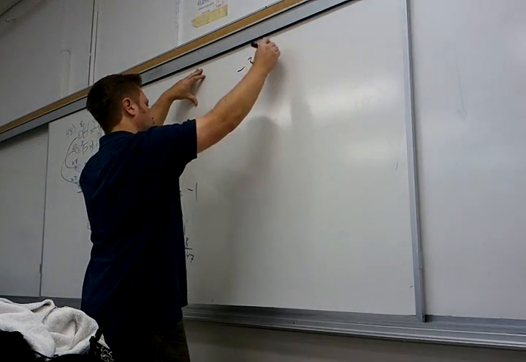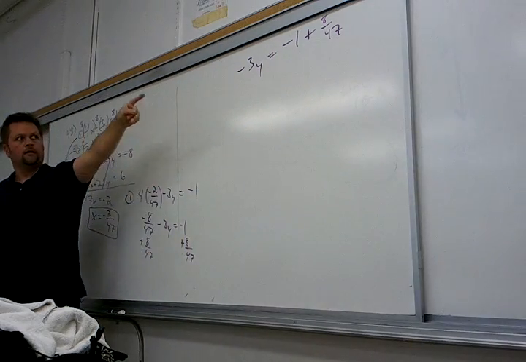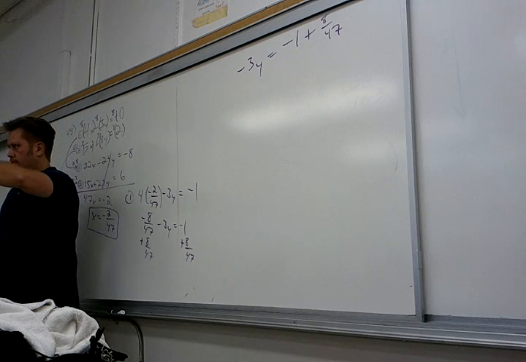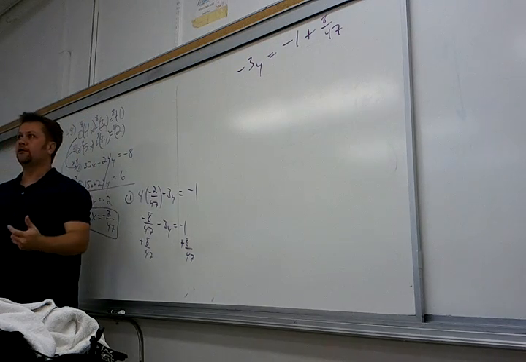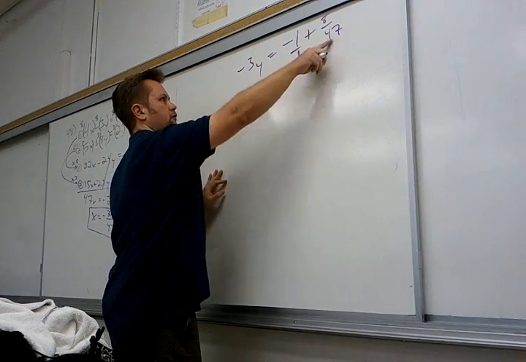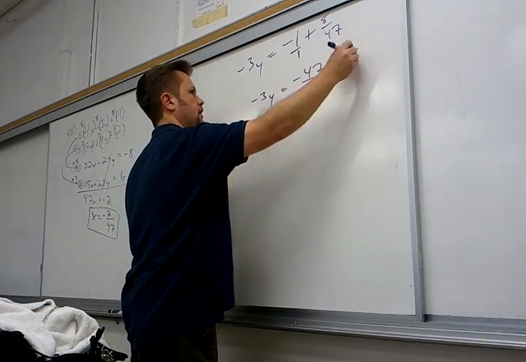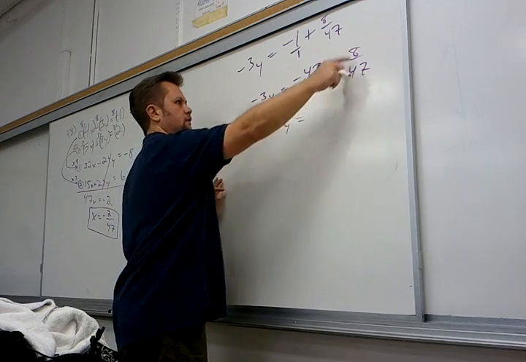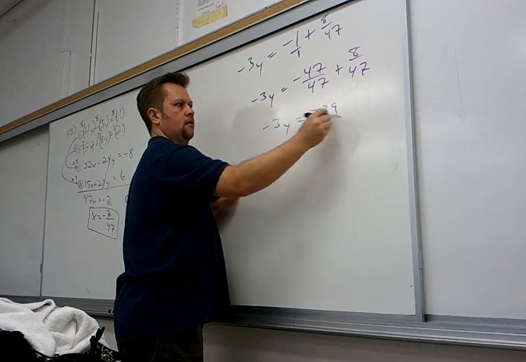I get -3y equals -1 plus 8 over 47, right? Careful. How do I put those together? You gotta make the 47 a common denominator. 1 is the most awesome thing, because how do I make it over 47? 47 over 47, right? Because we got to multiply top and bottom by 47. -47 over 47 plus 8 over 47 is what? -47 of these plus 8 of these is -39.